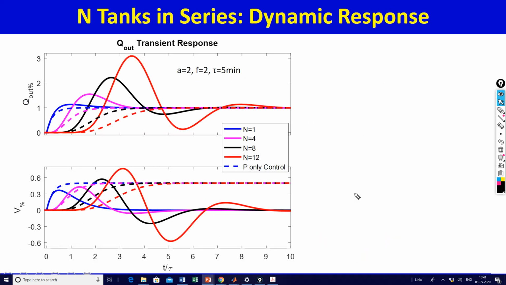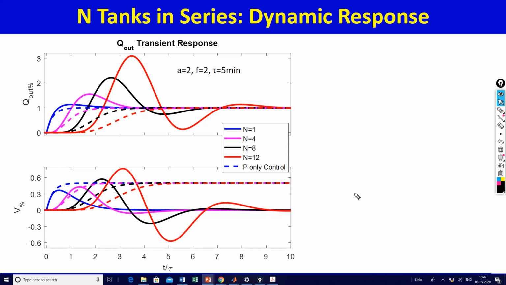Okay, so we continue. What I did was simulate the system for n equal to 1 tank, n equal to 4 tanks, n equal to 8 tanks, and n equal to 12 tanks, and all the level controllers are PI or P only. For a PI controller, A equal to 2, F equal to 2. For a P only controller, A is infinity, F remains 2.